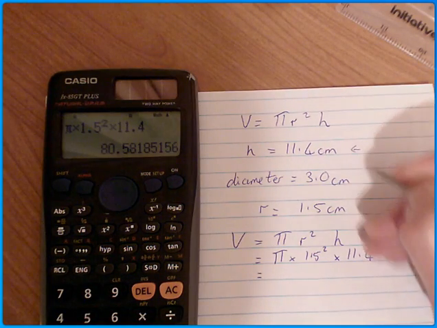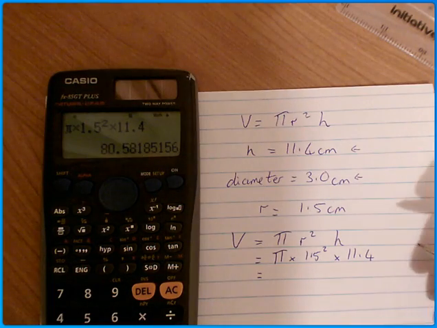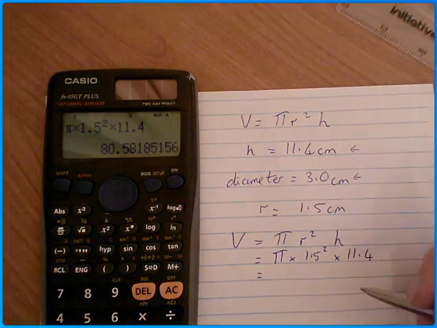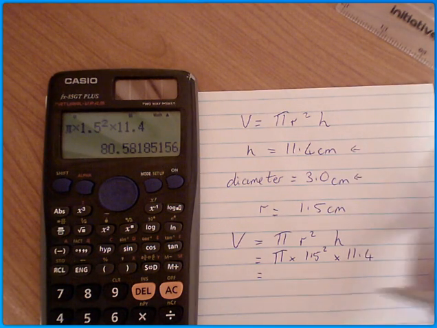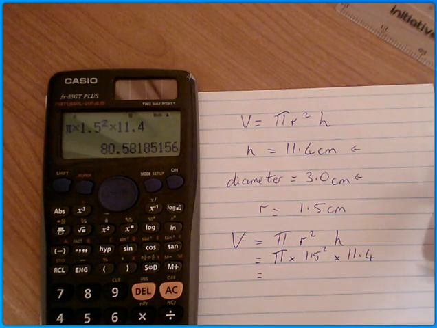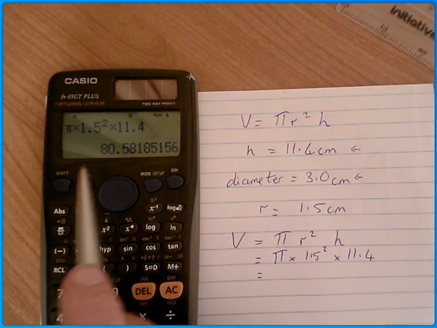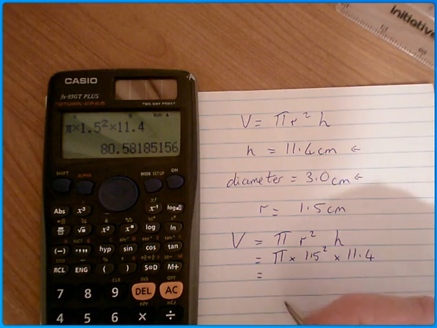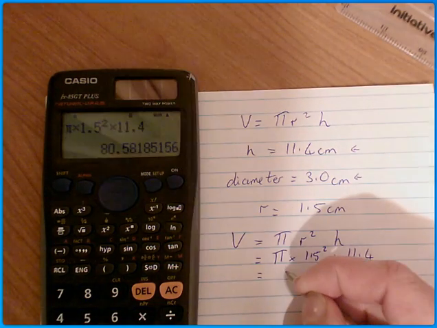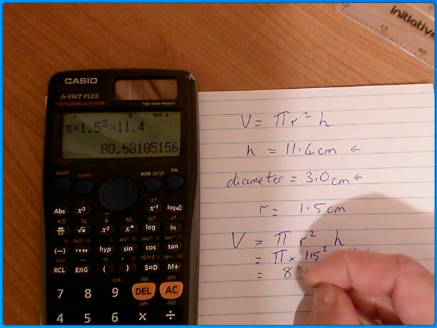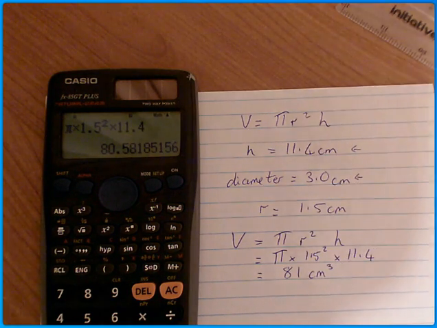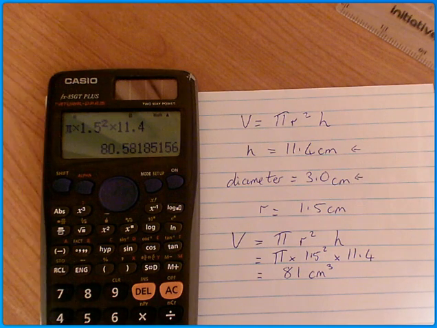So for my collected data, and these two are my collected data, the lowest number of significant figures is two significant figures for diameter. So that's the number of significant figures that we would use for our answer. So although we've got all of these numbers on our calculator, the best way to record our answer is 81 cubic centimetres.